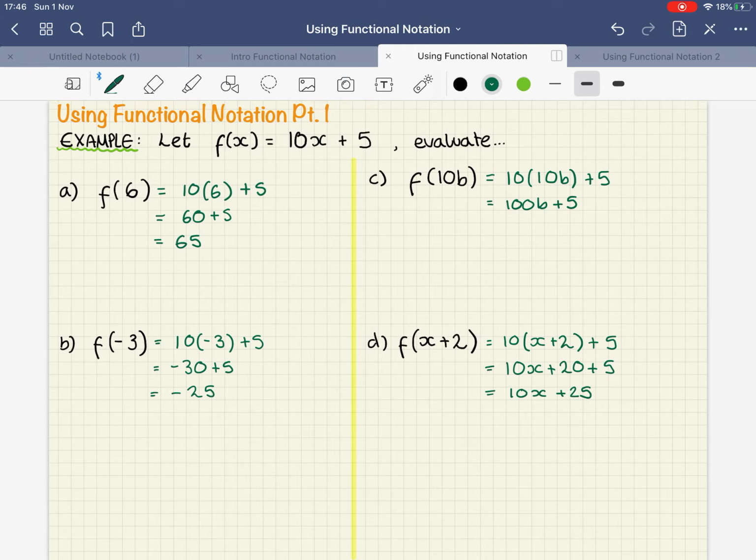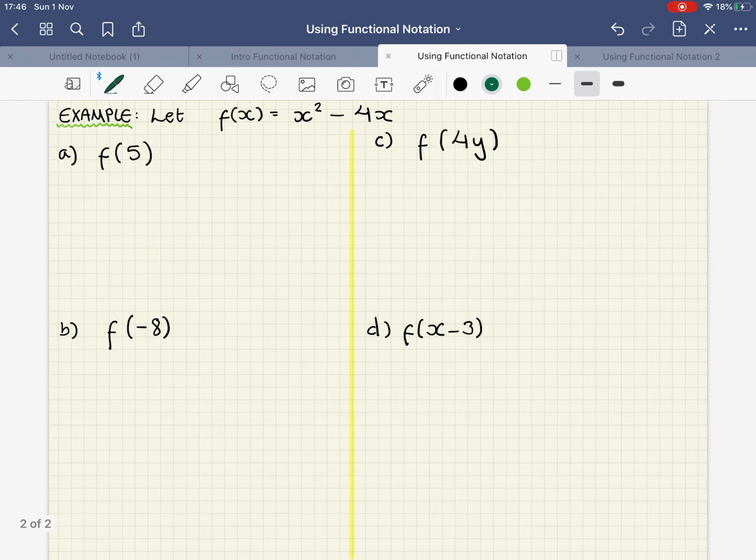So let's take a look at one more example with a different function. So here I've got let f of x equal x squared minus 4x. So even though I've got two lots of x's, I still substitute whatever's in the bracket in each spot where there's an x. So I'm going to have 5 squared minus 4 times 5. So 5 squared is 25 minus 20, which is just going to give me 5.